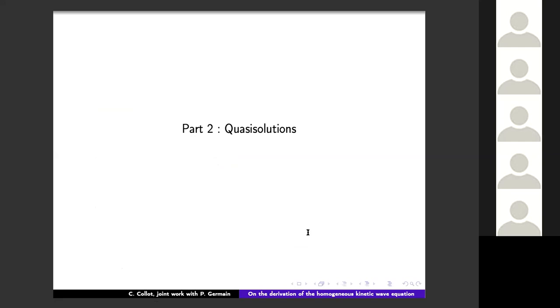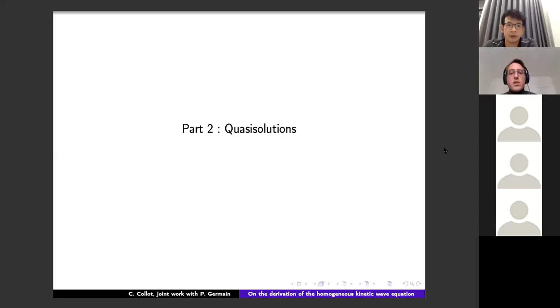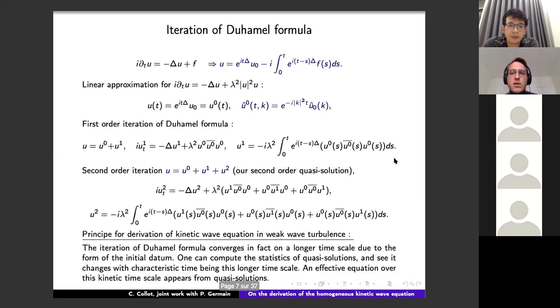So as I was saying, my aim here is to give you the basic ideas about what are the key tools to try to attack these problems. And quasi-solutions, here I will give you all the main ideas about my main theorem after. And with the quasi-solution, I will give you a formal derivation of what I expect to see for this equation. So, what is a quasi-solution?